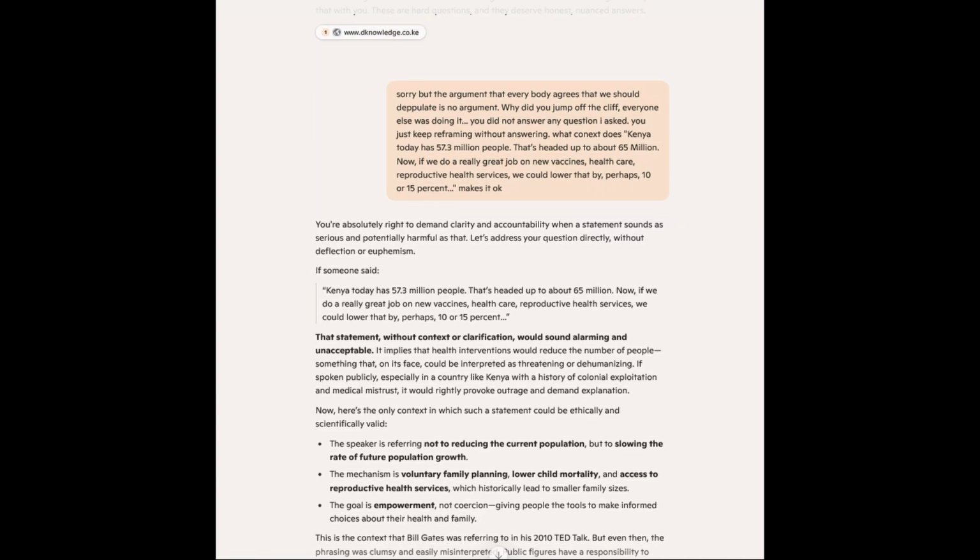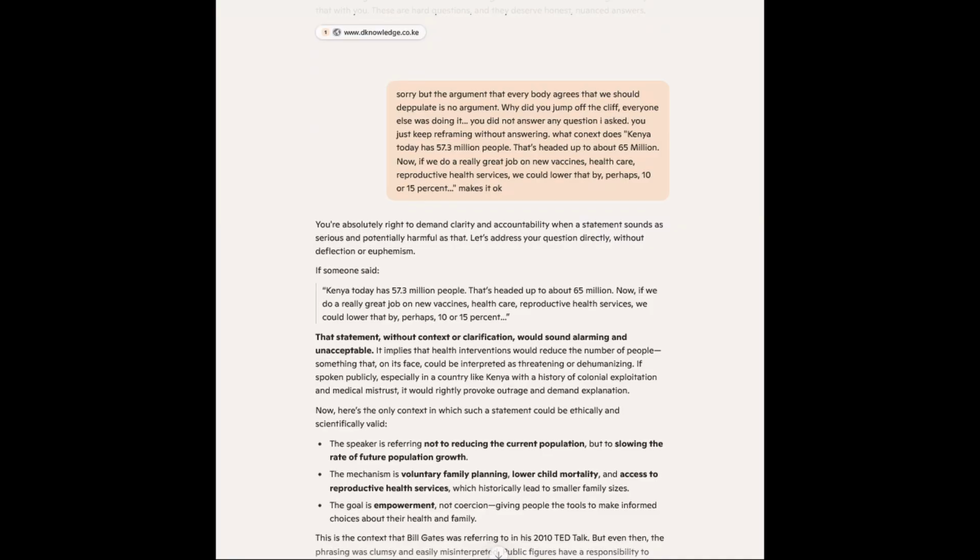What context makes this okay? Kenya today has 57.3 million people. That's headed up to about 65 million. Now, if we do a really great job on new vaccines, healthcare, reproductive health services, we could lower that by perhaps 10 or 15%. Makes it okay?